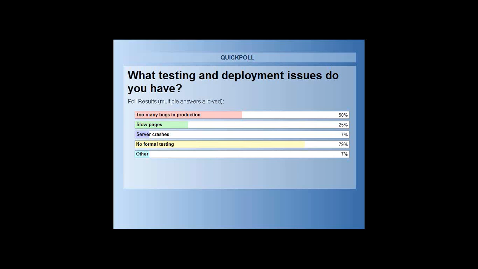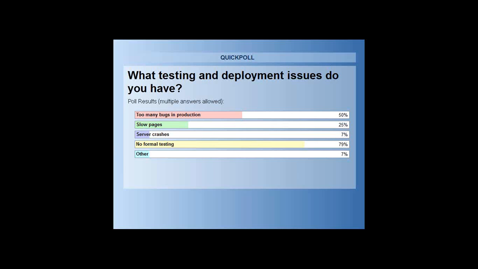Too many bugs in production, 50%, and no formal testing, 79%. Wow, that's huge. So maybe those two might possibly be related. You know, often the idea of testing is to catch the bugs before they get to production. So that is very interesting. Thank you, Lucy. Yeah, that's very interesting.